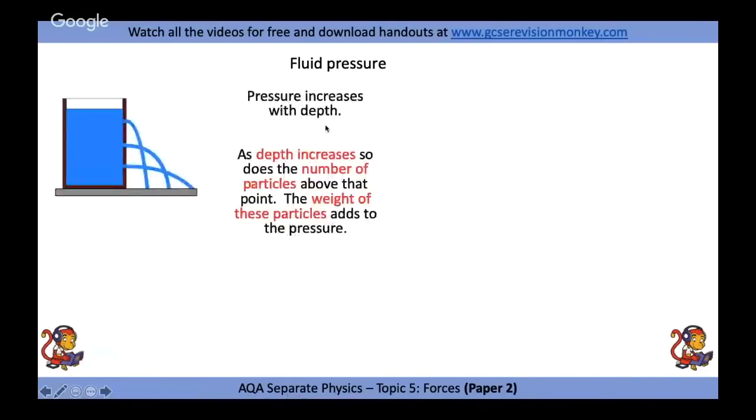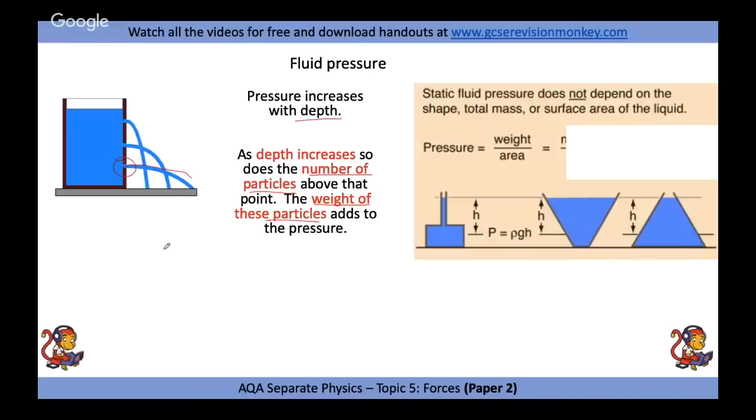Okay, fluid pressure. As I go deeper under the sea, pressure increases with depth. And why does it do that? Well, it increases because the number of particles above increases, and the weight of all those particles increases the force pushing down. We might see with this tall column of water, if I was to make holes all the way down, that the deeper the hole, the higher the pressure, so the further the water shoots out.